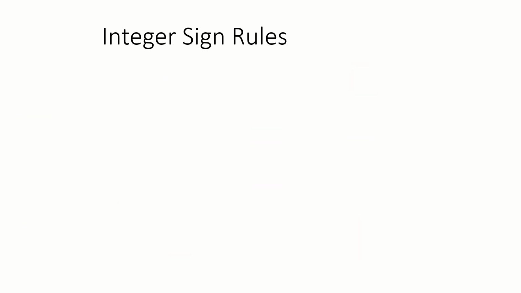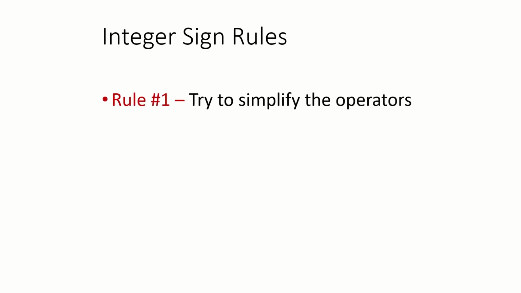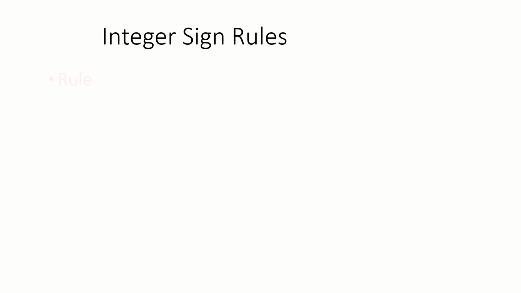Now, integer sign rules. Rule 1, try to simplify the operators. Okay, so for example, -7 plus -2. You have to simplify the operator by saying positive times negative is what? All right, it becomes negative. So negative 7 minus 2 equals, so that's the first rule.